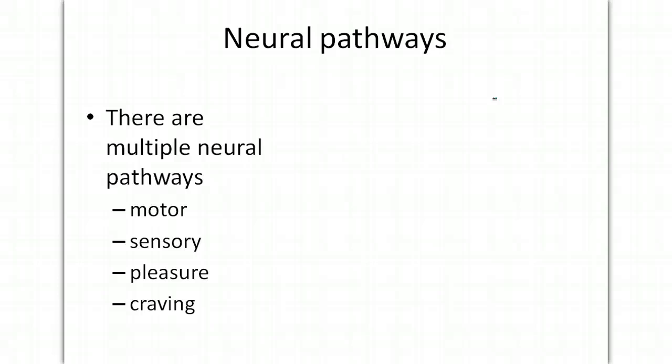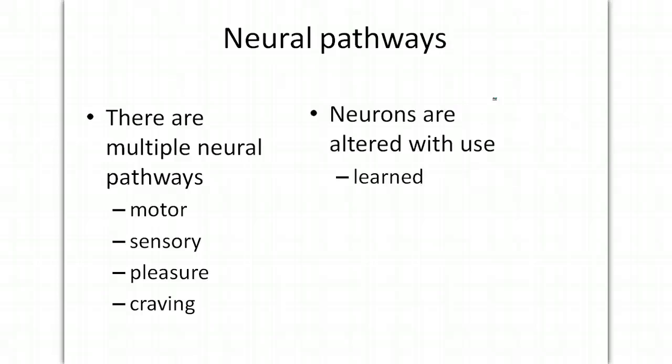Other interesting little tidbit here is that we know that neurons are altered with use. So we know that as we learn, new neurons are created, or new connections. All right, we also know that the opposite is true, that if you don't use it, you lose it, and they will die off.